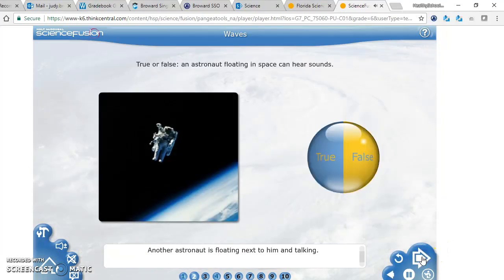True or false? An astronaut floating in space can hear sounds. Well done. The astronaut cannot hear sounds because there are no particles in space to compress on one another.